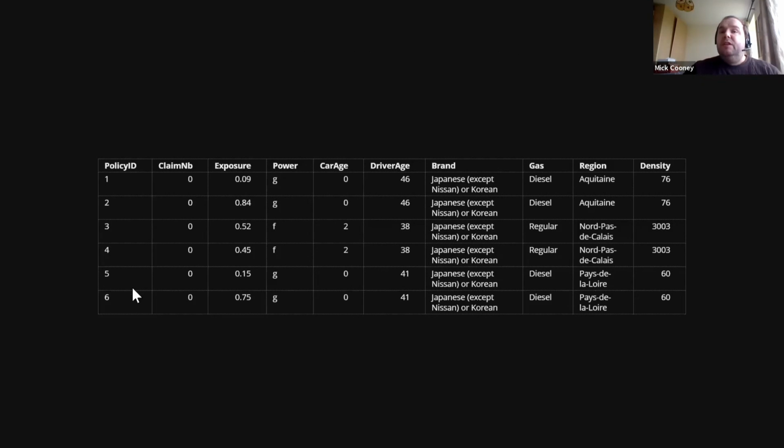So we can see we have a policy ID, which is just an ID number that doesn't really mean very much. It's a unique identifier. Then the number of claims on the policy, the exposure, which I'll get to in a sec, some stats about the car and the driver, what brand of car it was, whether it's diesel or gas, and what region and the population density of the region.